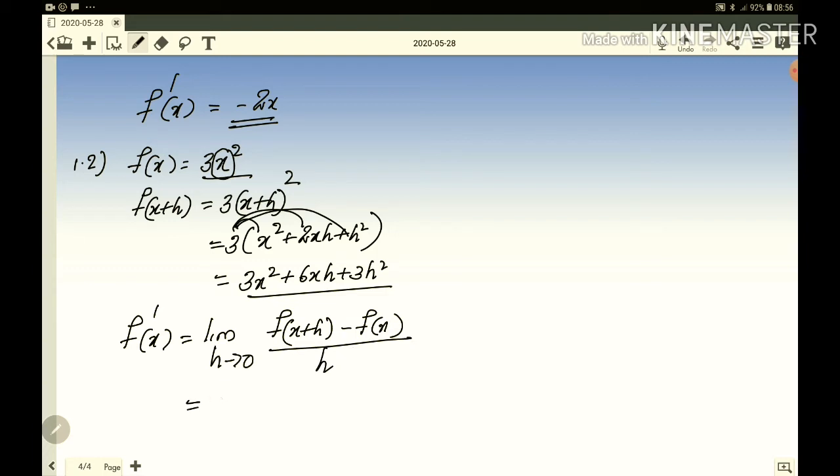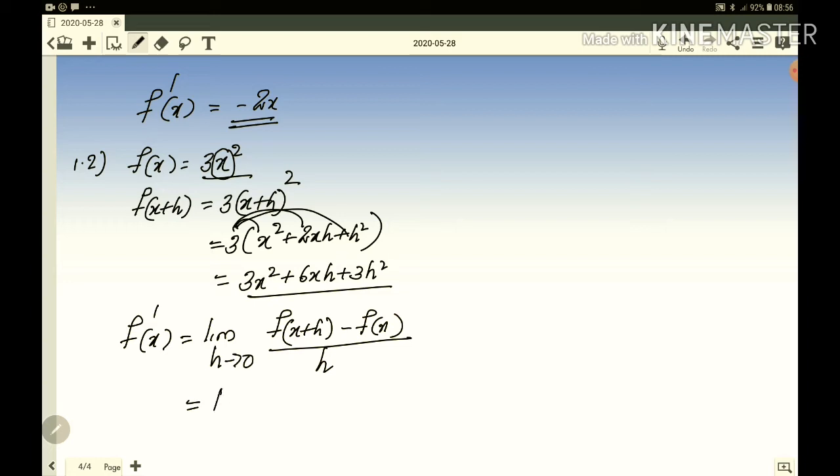You are following the same steps. First f of x, that is given, then f of x plus h you have to find, then substitute in the formula, then in the numerator something is there to be cancelled. After the cancelling, h is common, take it out, then cancel with the denominator, then apply the limit. All the first principle questions, you have to follow this procedure.